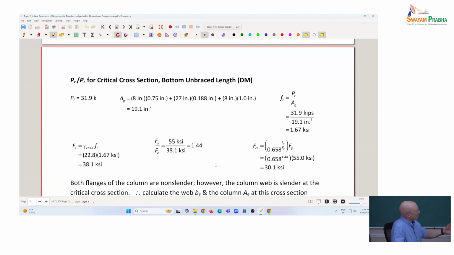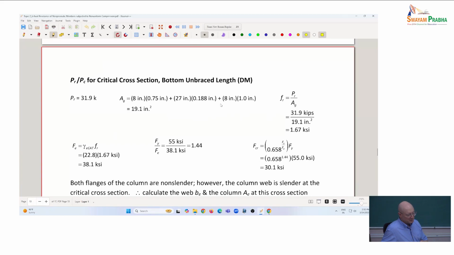But here we're zeroing in on this cross section at a step in the web thickness, just where the thinner web is at that step, about midway up the column. We have an axial force demand at that cross section of 31.9 kips. We can calculate the gross area at that particular cross section, and we can get an axial stress on the gross cross section. That's Fr here.